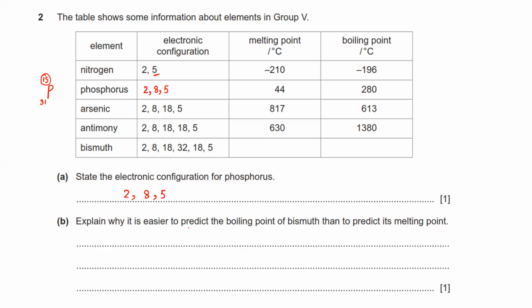Then part B, it says explain why it is easier to predict the boiling point of bismuth rather than to predict its melting point. With the melting point, we can see that the trend keeps on increasing, then suddenly it decreases here. So we don't know what the melting point would be because of the trend that has shifted over here. But for the boiling point, we can easily see that the trend keeps on increasing. So we know that the boiling point would be something more than 1380 degrees centigrade. That is the reason why we can easily predict.